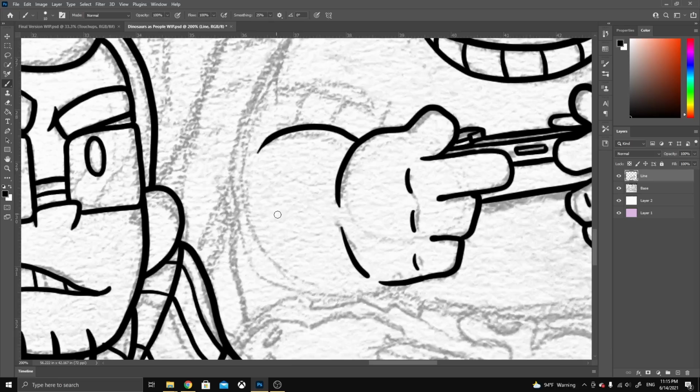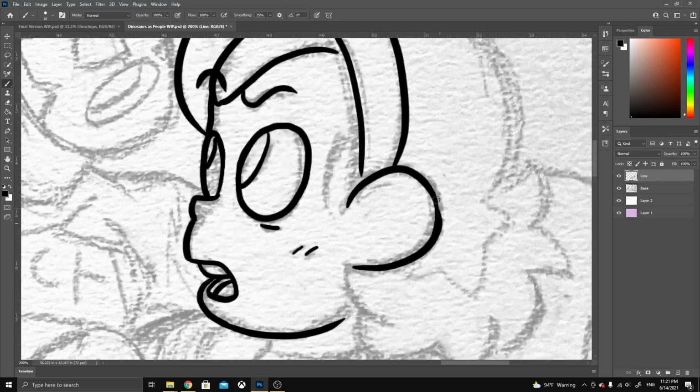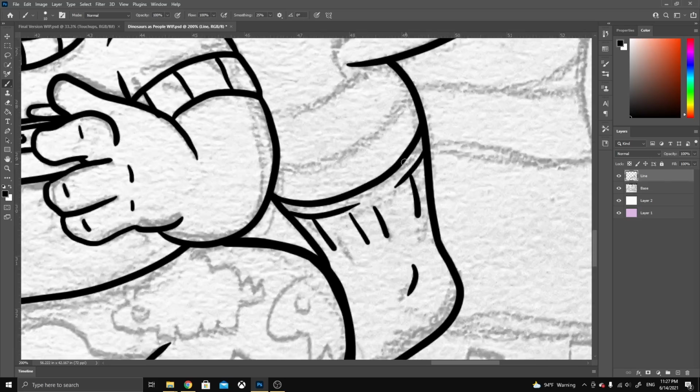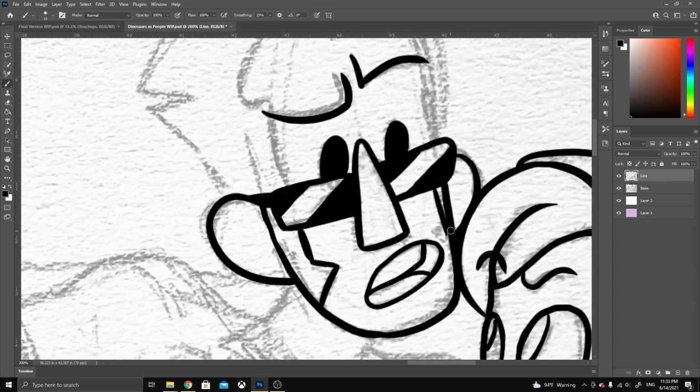Okay, so this artwork is the characters from my dinosaur comic, Tantum's Construct, but they're people. Why are they people? No reason. I just felt like it.